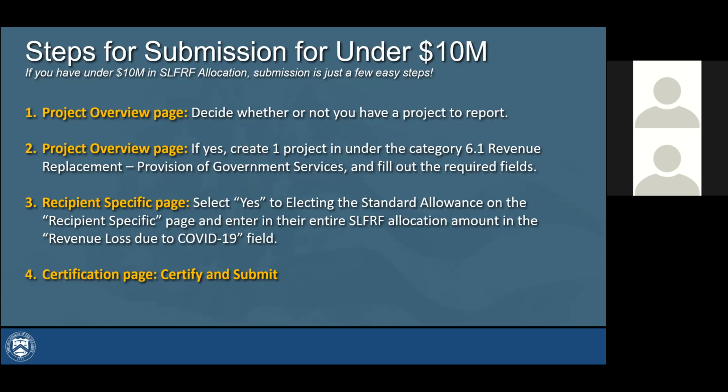So, there's really 2 parts, and I'll demonstrate that in the portal, but you're really going to be creating a project level information to capture your obligations or spending as it relates to revenue replacement. And that's because, and we'll get into it, if you're receiving under $10 million, you're allowed to place all of your costs under the revenue replacement category. So we'll demonstrate how to do that. And then separately, you're going to decide whether or not you want to take the standard allowance, and that is the standard allowance of up to $10 million.